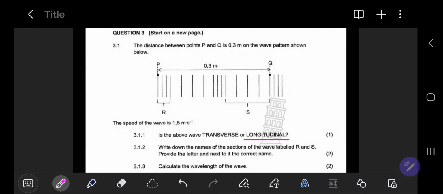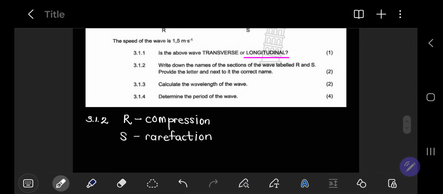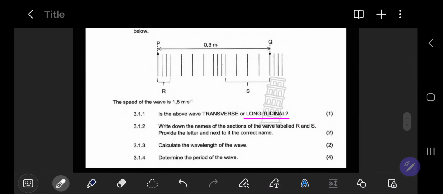3.1.2. Write down the names of the sections of the wave labeled R and S. Provide the letter and next to it the correct name. So when we look at R, we notice that these lines are now closer together. These are known as compressions. And where we have S, where our lines are spread apart, those are known as rarefactions. So let's write that down. R is a compression and S is a rarefaction. Now 3.1.3 says calculate the wavelength of the wave.